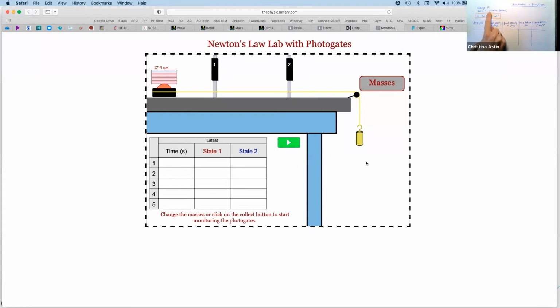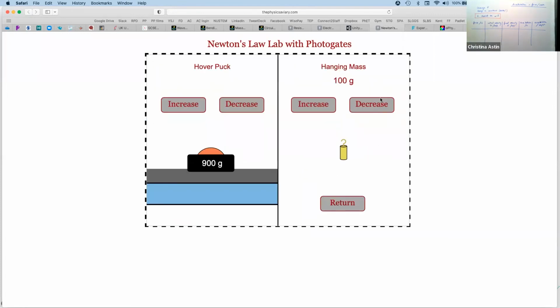Now, what a lot of students, and I have to say teachers, sometimes don't realise is that it's not just the mass sitting on the trolley that you have to keep constant, it's the whole mass of the whole system, including the pulling weights, okay? So we click on masses here.